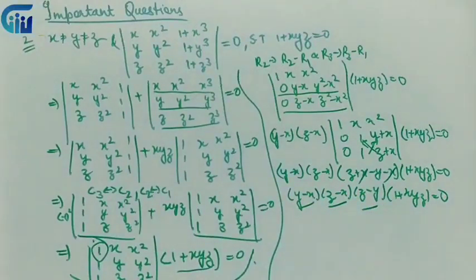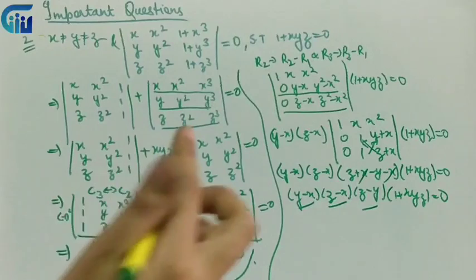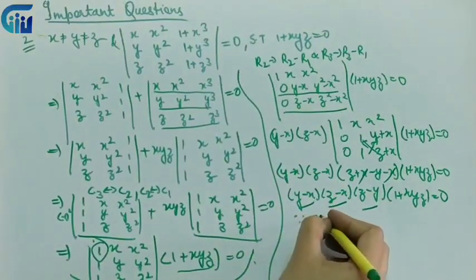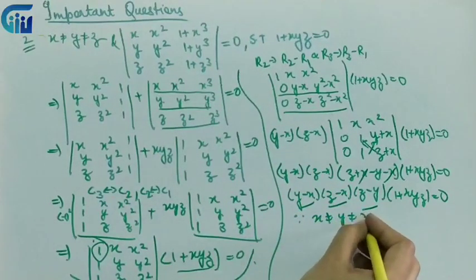Now what was the first line of the question? X, y, z are all different. All different means, let's say if it is 1, 2, 3, if I subtract them, y minus x, z minus x and z minus y will never be 0. Very important. So since x, y, z are all different from each other.